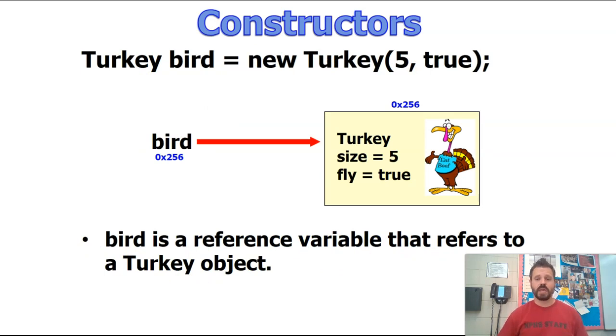Again, what happens when I say Turkey object with a reference bird is equal to new Turkey(5, true) is that Java sets aside a space in memory and gives it a reference, bird. And like we talked about in the last unit, the space bird holds the address where the Turkey object is stored. So Java, within its object heap, is going to create an object of type Turkey and set its size to 5 and can fly equal to true. You would see that bird is a reference variable that refers to the Turkey object.